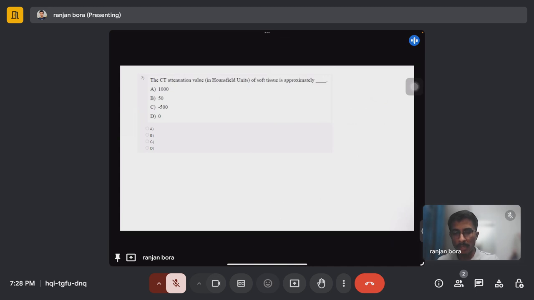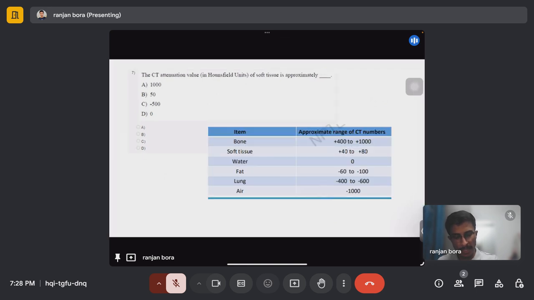Next question: the CT attenuation value of soft tissue is approximately. So these are different CT attenuation values for different items. You can see for bone it is 400 to 1000, for soft tissue it is 40 to 83, and for water it is 0. So for soft tissue, option B is correct, 50.